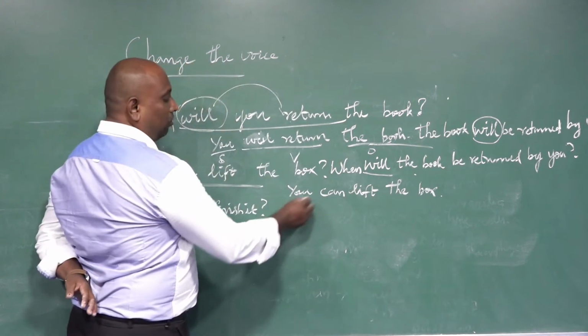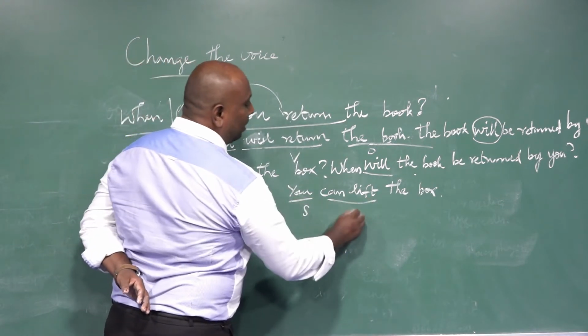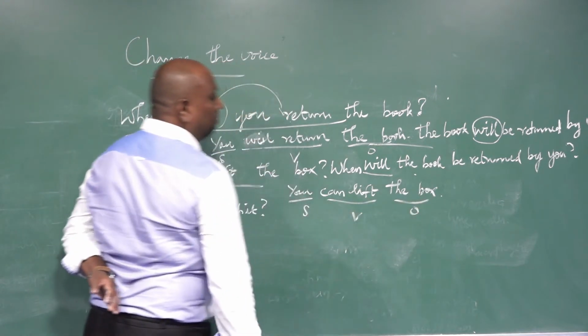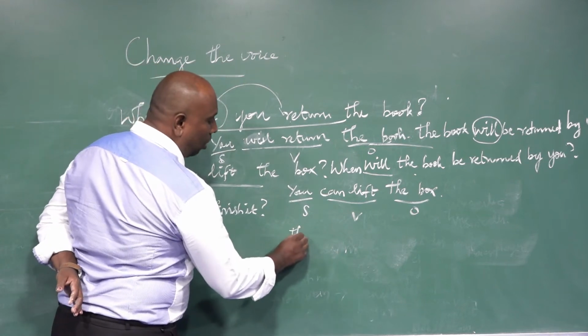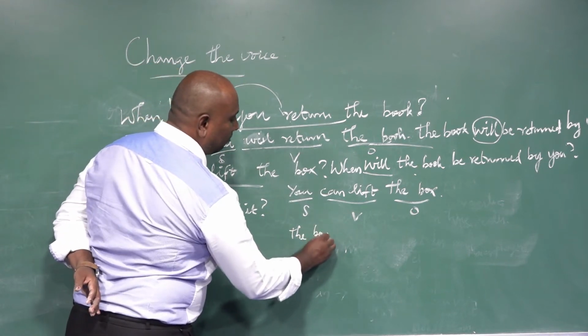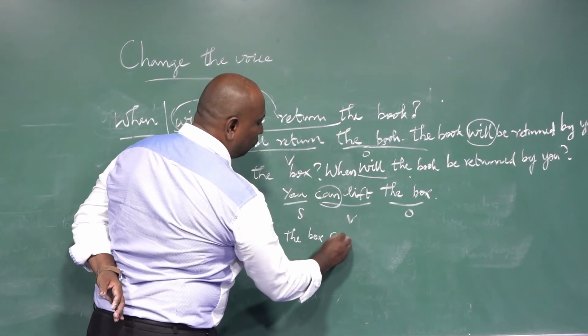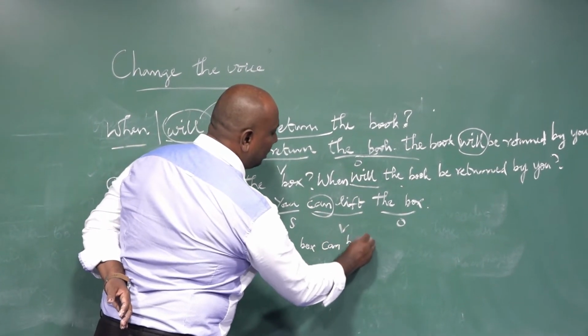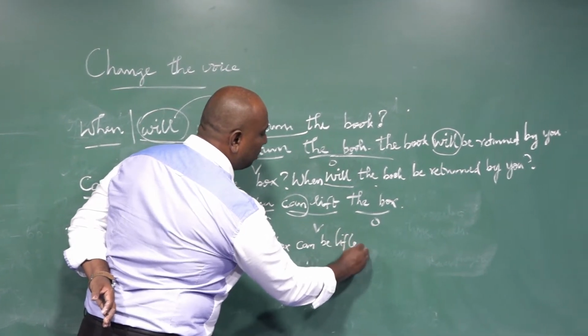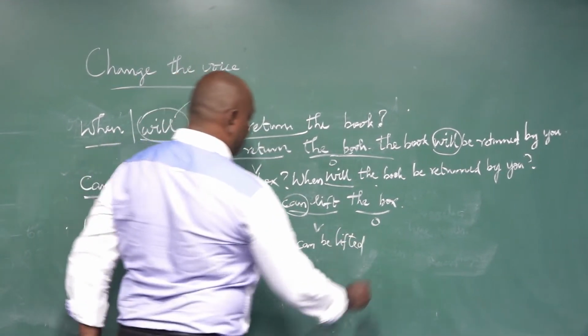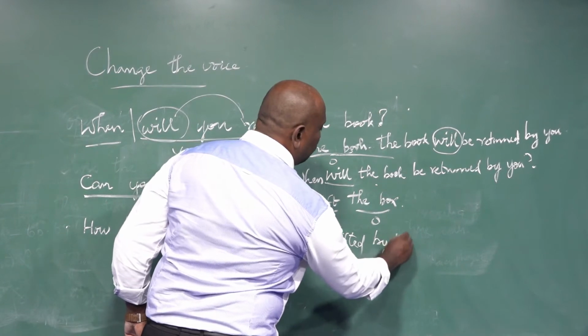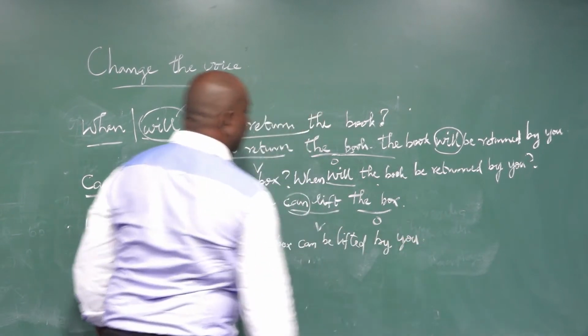So now look at this. You can lift: "you" is the subject, "can lift" is the verb, and "the box" is the object. So the object will come in the place of the subject: the box. For modals, we have to add modal plus be plus verb third form. So "can be", and what is the third form of lift? Lifted, by you.